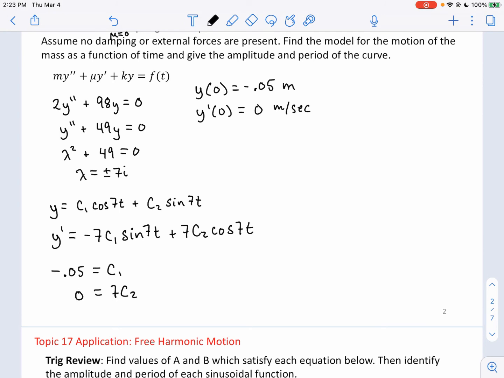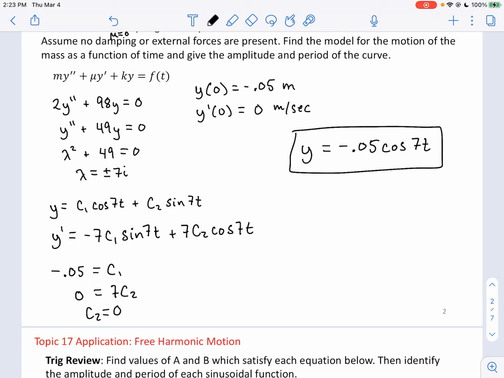Which means that c2 has to be 0. So our solution winds up being simply y is equal to c1, which is negative 0.05 times the cosine of 7t. And here's our model. Now define the amplitude and the period.